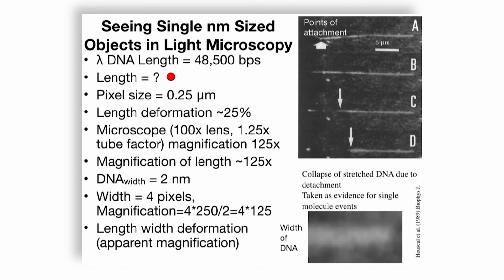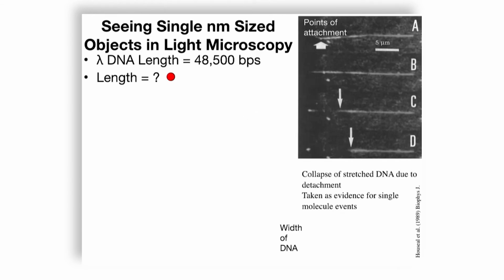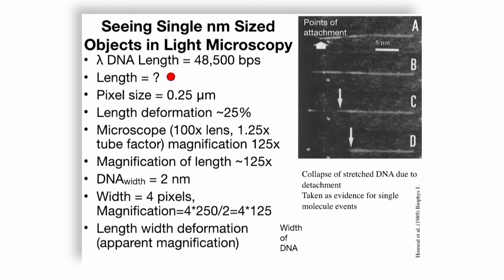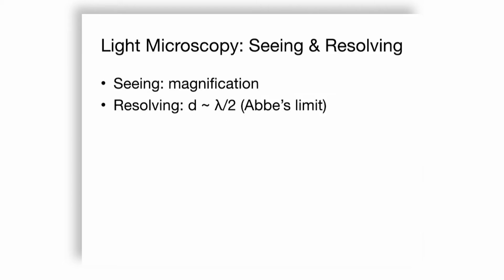I'm going to leave this for our discussion in terms of what sense you can make of this, and what are the answers to some of these questions about why we can see single molecules of DNA given how narrow they are, with 2 nanometers width. Okay, so this is indeed seeing, magnification, resolving as separating 2 points.